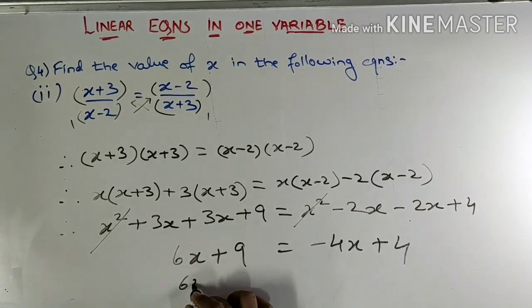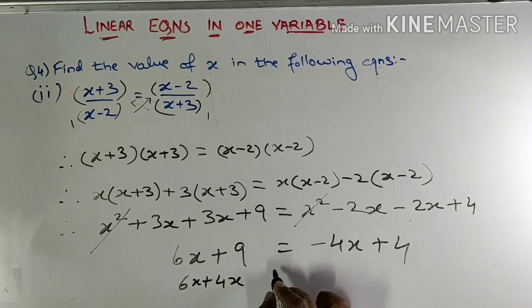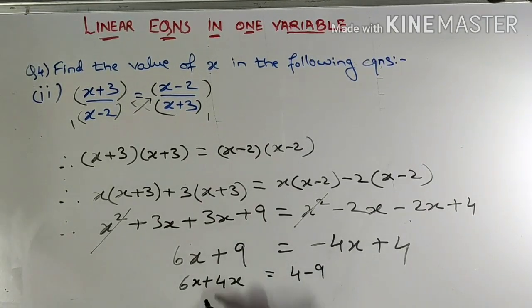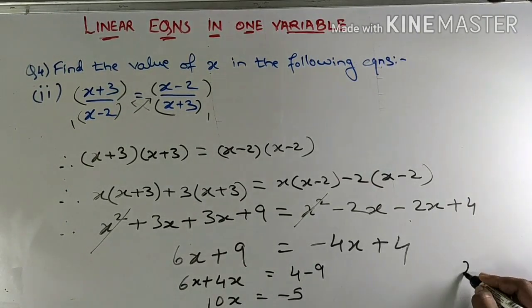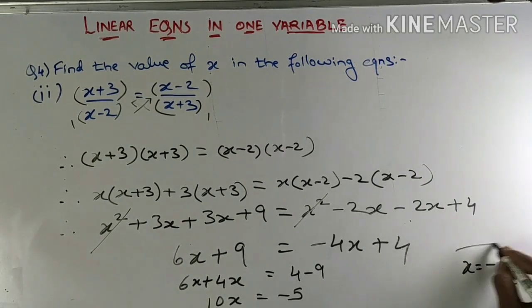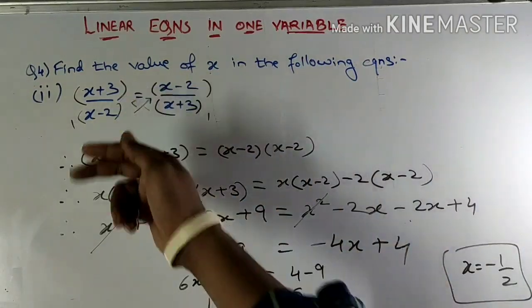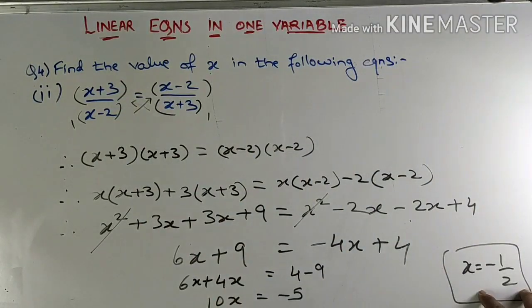Minus 4x comes on the other side and hence it becomes 4x. So 6x plus 4x is equal to 4 minus 9, the plus 9 on the other side of the equation becomes minus 9. So we have 10x is equal to minus 5. Simplifying the equation, we get x is equal to minus 5 by 10, that is minus 1 upon 2. So here we get the solution, which we can substitute back in the equation and check whether after substituting the value of x, the equation still stands true.